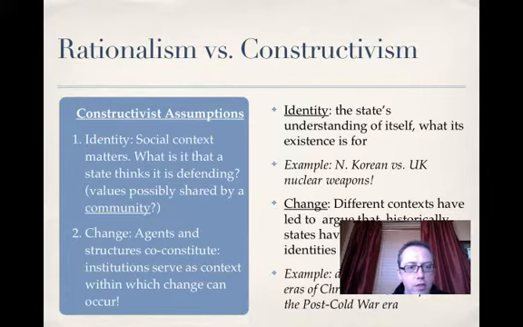And then the other thing that the constructivists bring to the table is the notion of change. Because, of course, if identity matters, then identity can be changed. And identities have changed, argue the constructivists, a lot over time. So the constructivists argue that agents and structures co-constitute. This is our loop again, right? Agents on the bottom, structure, our interpretation of anarchy rather, on the top. So institutions can serve as the context then within which change can occur, because the agents can change their mind and the story can change.